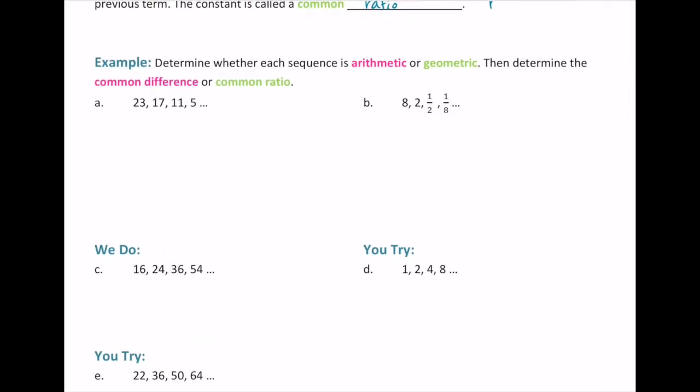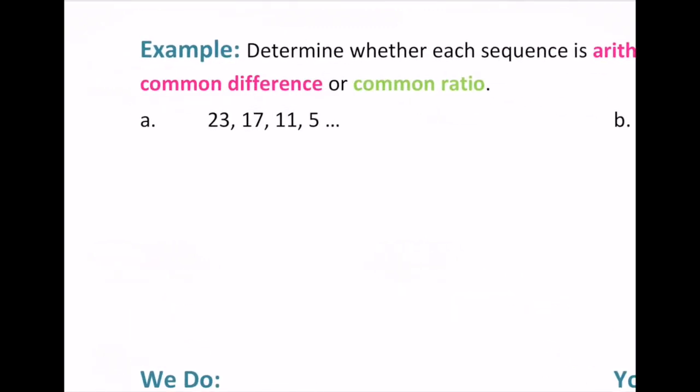Okay, so for all of these examples, we're going to determine whether they're arithmetic or geometric, and then we want to find the appropriate common differences and ratios. Okay, first example here, we want to see how we get from one number to the next. So how do I get from 23 to 17? So if I do 23 plus some number I don't know yet to get to 17, I can use some algebra to figure that out. So we see x is negative 6. So if I do 23 plus negative 6, that gets me 17.